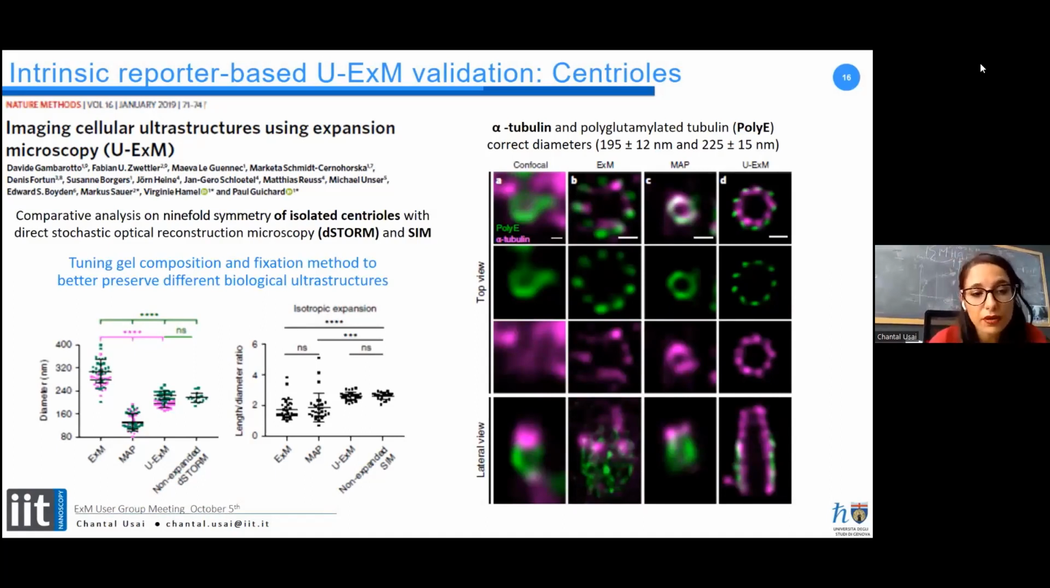Because in this work, they compare the original expansion microscopy protocol with the magnified analysis of proteome and the ultra expansion microscopy method that they developed specifically to better preserve the ultrastructure of centrioles.